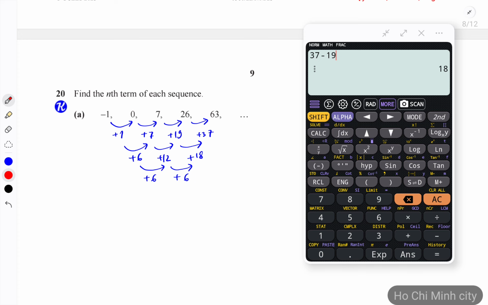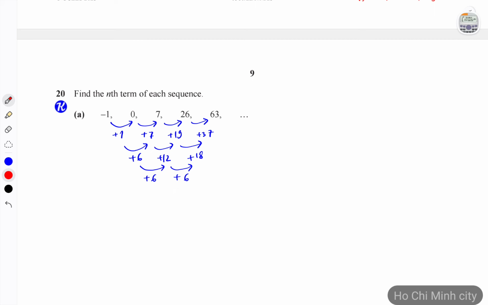So it means that we need to write the nth term in the form of a cubic, because this one is linear, this one is quadratic, and the original sequence is cubic. This is the general form of a cubic sequence: an cubed plus bn squared plus cn plus d. And we need to find the values of these coefficients a, b, c, d.